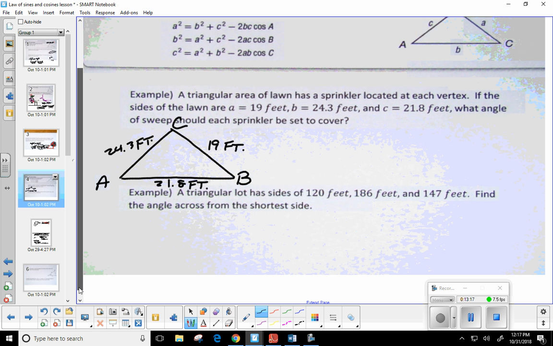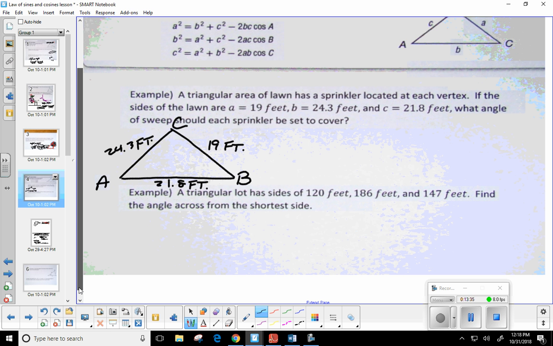Now there's only one bit of advice I can give you about the law of cosines. Without going into the reasoning why, if you want me to, I can absolutely do that, I would always encourage you, start with the largest angle.